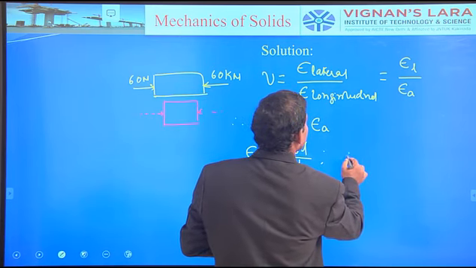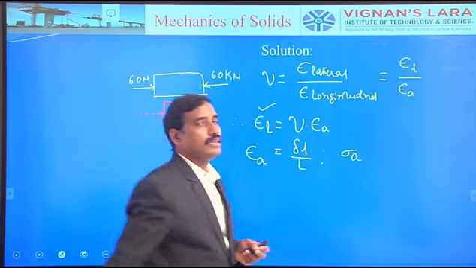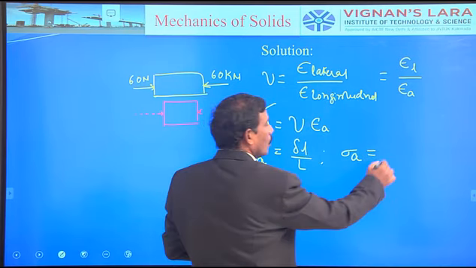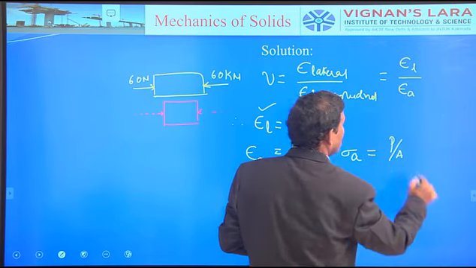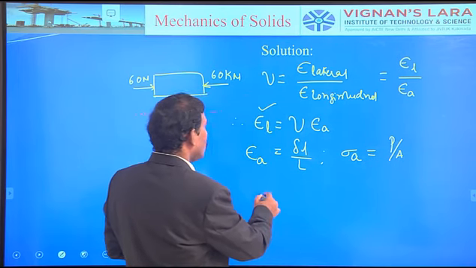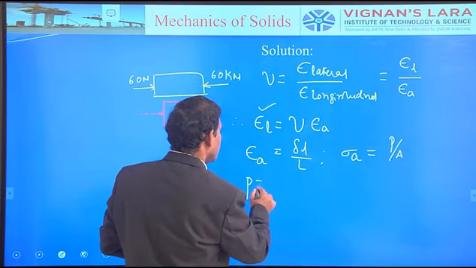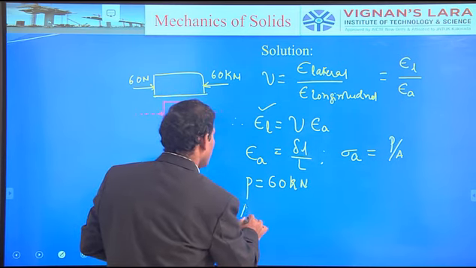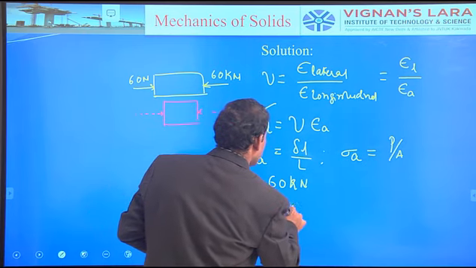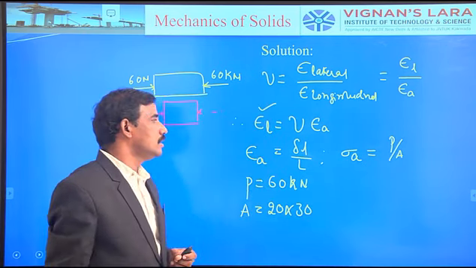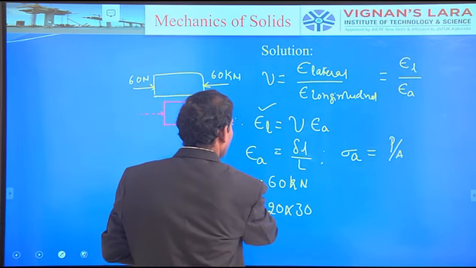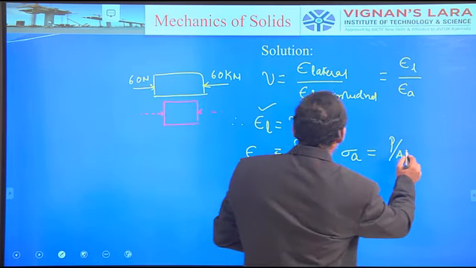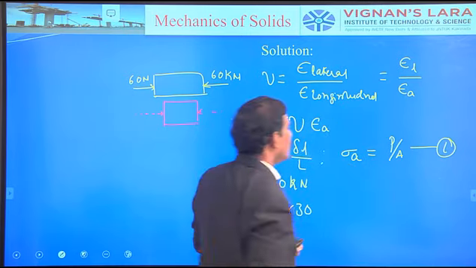We know that the longitudinal stress, represented by sigma A, is equal to load by area. Here the load is 60 kilonewtons, so P is equal to 60 kilonewtons. And the cross-sectional area of the rectangular member is given, 20 by 30. So we know the P value and the A value. If you substitute P and A in equation number 1, you will get sigma A.